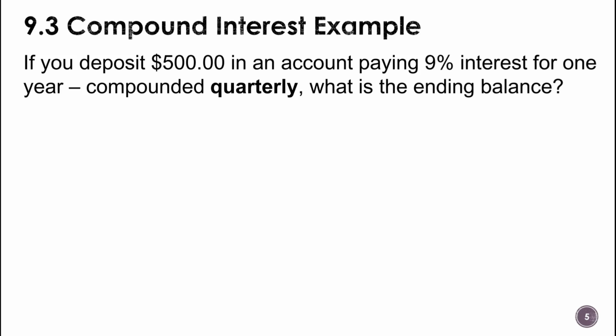If you deposit $500 in an account paying 9% interest for 1 year, compounded quarterly, what is the ending balance? And I have 2 slides for this calculation. Compounded quarterly means 4 times per year. And so that would be calculated every 3 months. So 3 out of 12 would be 1/4 of the year, right? Because we could take 12 and just divide it by 4 too, and that would be another way to look at it.